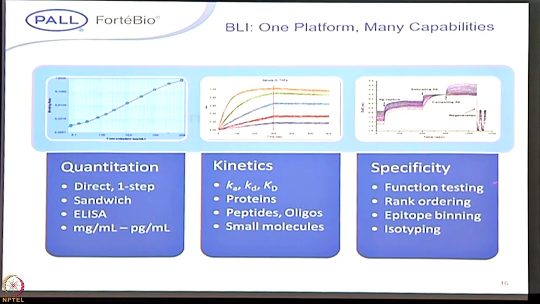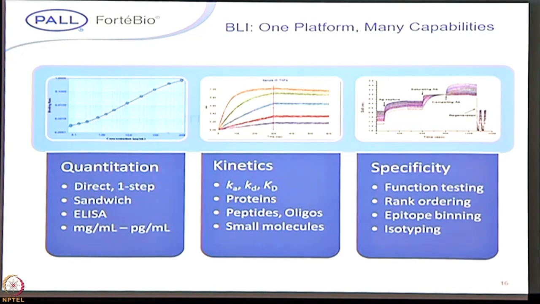The rank ordering when you're doing hybridoma screenings with large MAP platforms, where you can tell which is the best antibody that will bind to the target, based on the rank ordering of the off rate of the molecules. And for epitope binning, we have dedicated software. You can screen where exactly your molecules bind. And the isotyping also, subtyping of your IgGs. So we have a lot of applications on this. I will go through those applications later.